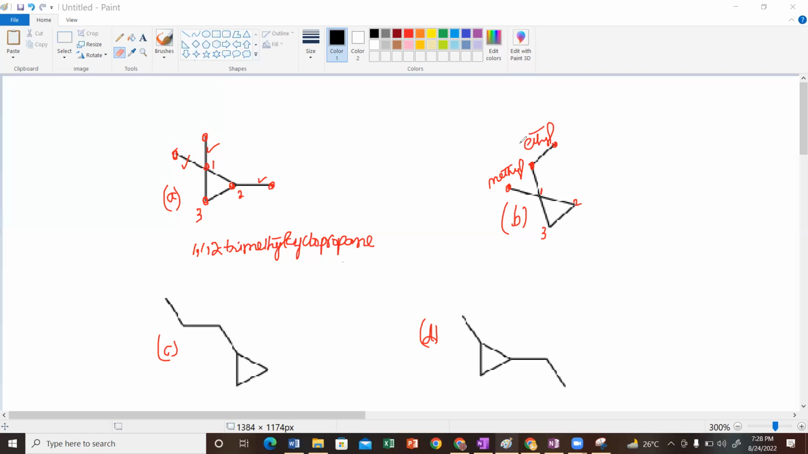So what could be the name of this compound? I would start with alphabetical order. I would write 1-ethyl, 1-methyl, then cyclopropane. Understand? 1-ethyl, 1-methyl cyclopropane. Ethyl, E comes first, then comes M. That's why we are going to write 1-ethyl first and then 1-methyl.